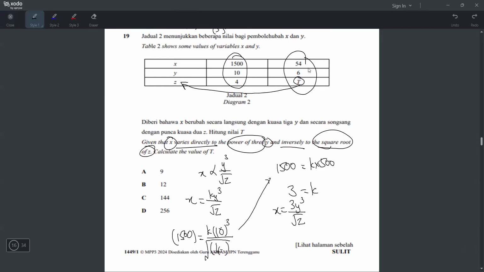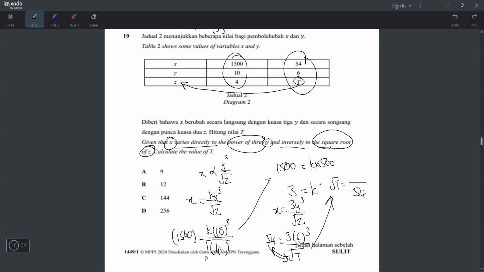Okay, so X is 54, equals 3Y power 3, where Y is 6, and then over square root Z. But the Z, they put T. So Z is T. It means we don't know the value of T and we want to find T. But it's okay because I have the rest of the information already. So I can just move things. First, I'll move square root T to the top. And then the 54, I will move it down, become divide. So it becomes divide 54 here.